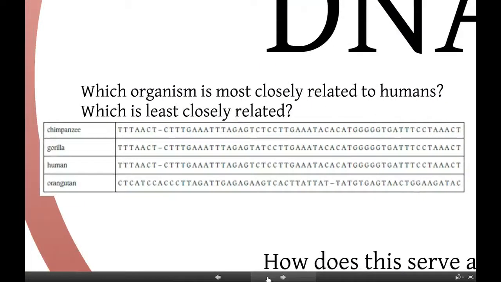So here's an exercise. You should be able to identify which organism is most closely related to humans and which one is least closely related. So what we have here are chimps, gorillas, humans, and orangutans. We've got A's, T's, C's, and G's. You might remember from DNA. We've only got one strand here, but what you're asked to do is figure out which species are most closely related to humans. So what we need to do is identify, here's the humans line, and we need to identify which one of the other three are most closely related to the humans.